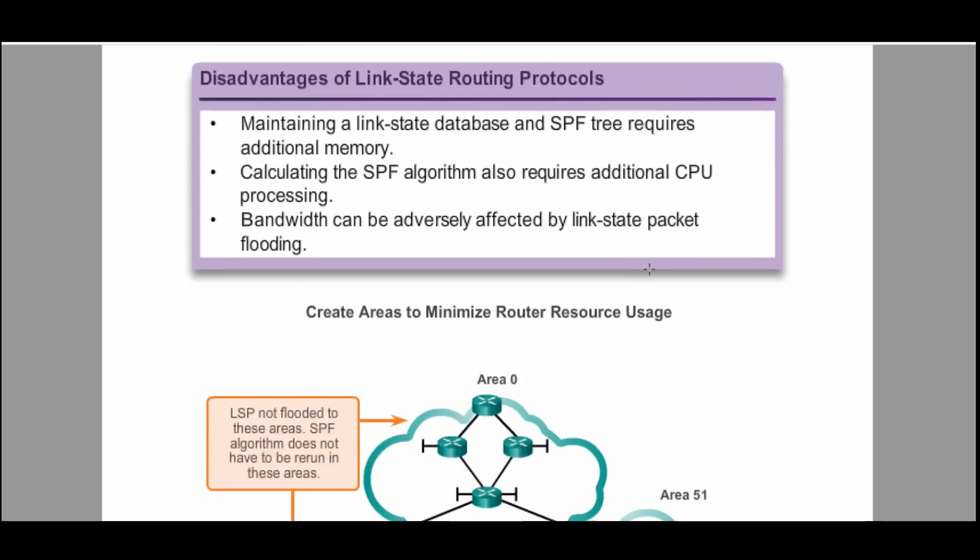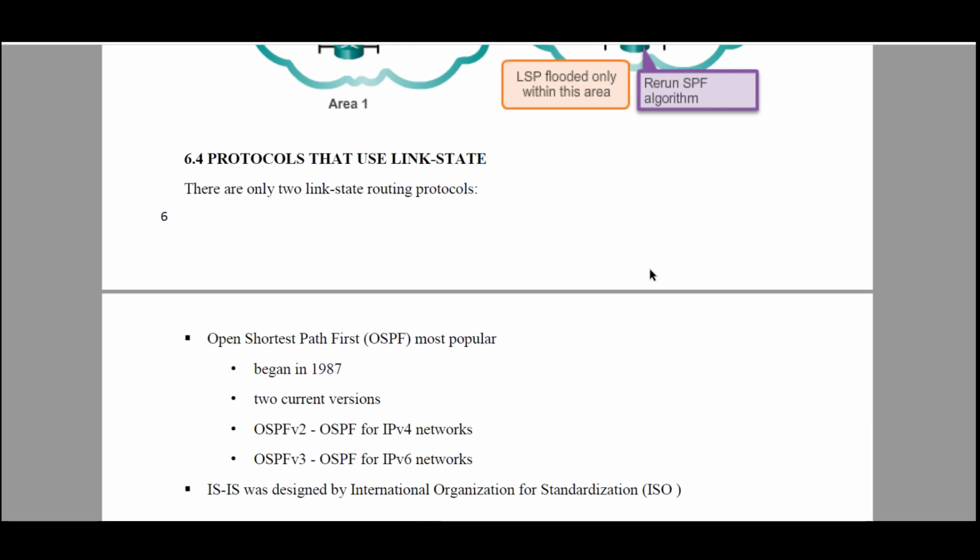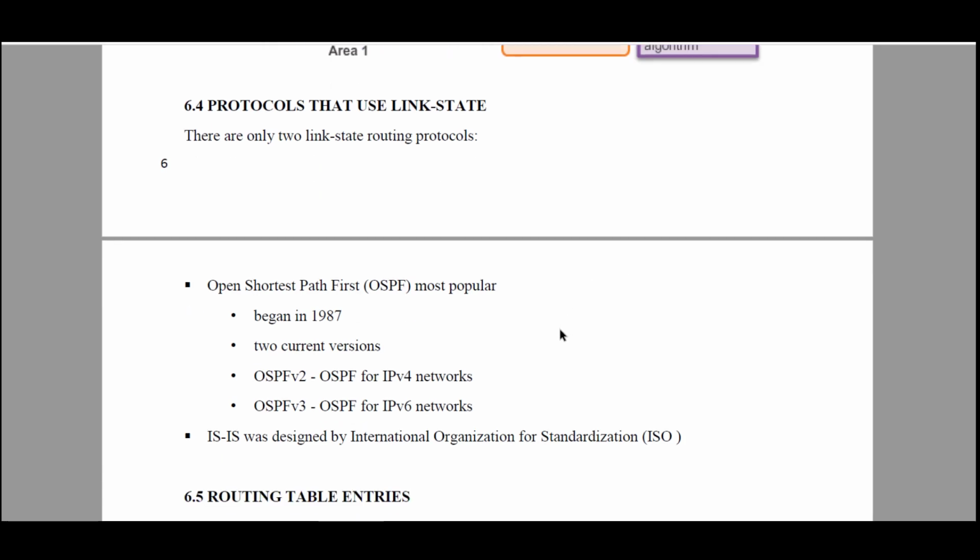Now let me go to the next one. The next one is the protocols. These are examples for link state routing protocols. Already we know OSPF. OSPF is an example. ISIS is also an example. These two are very popular link state routing protocols.